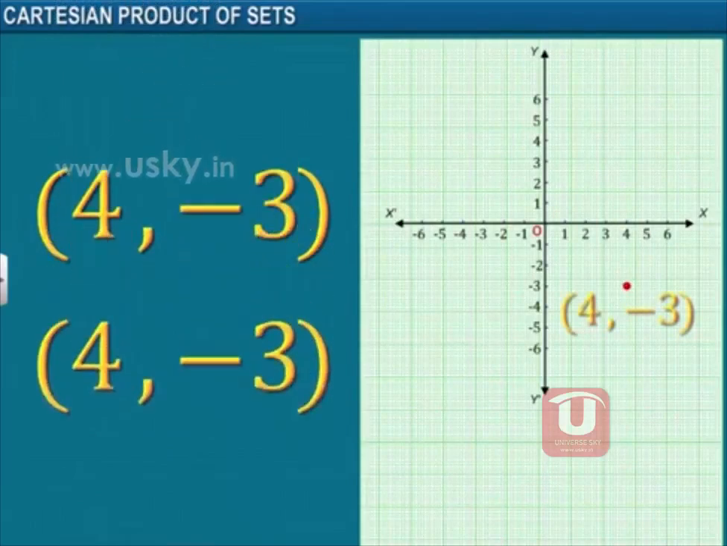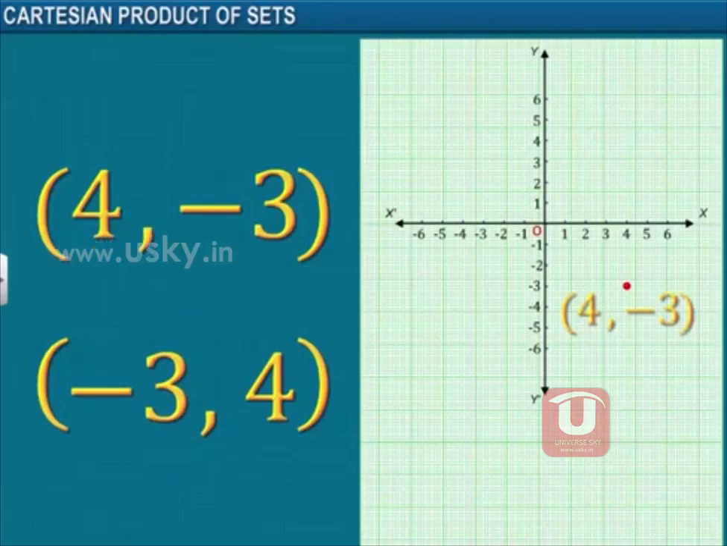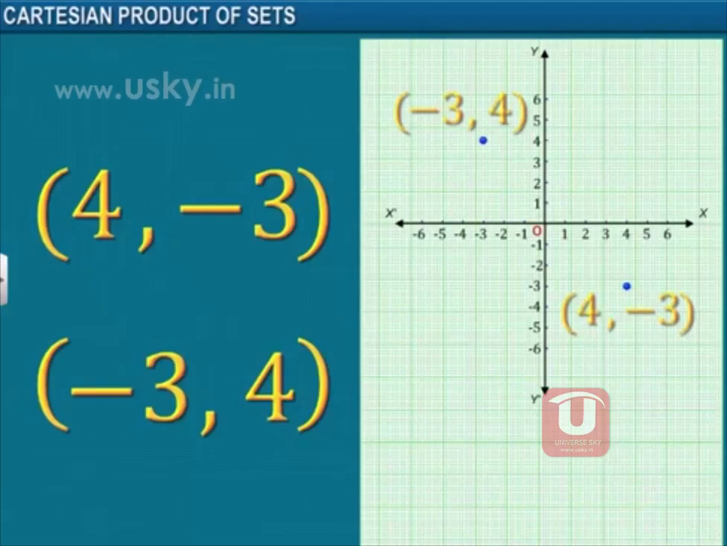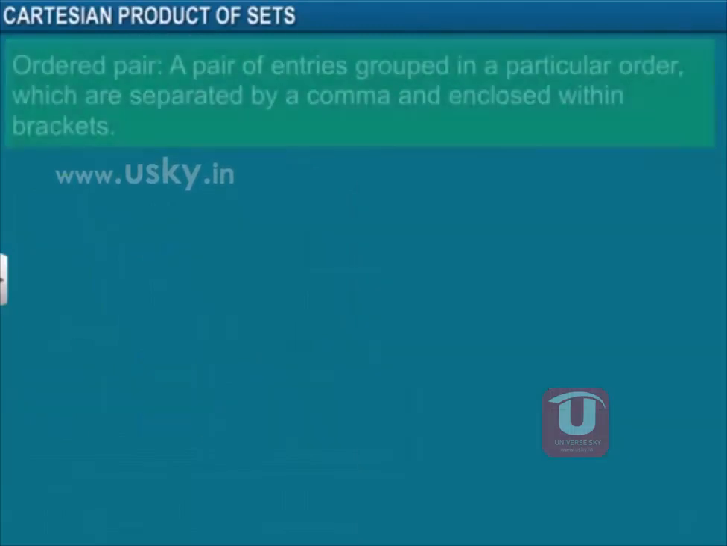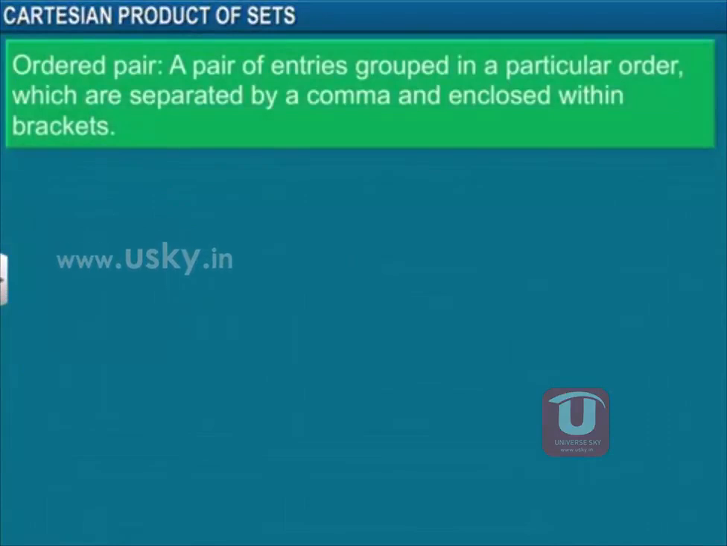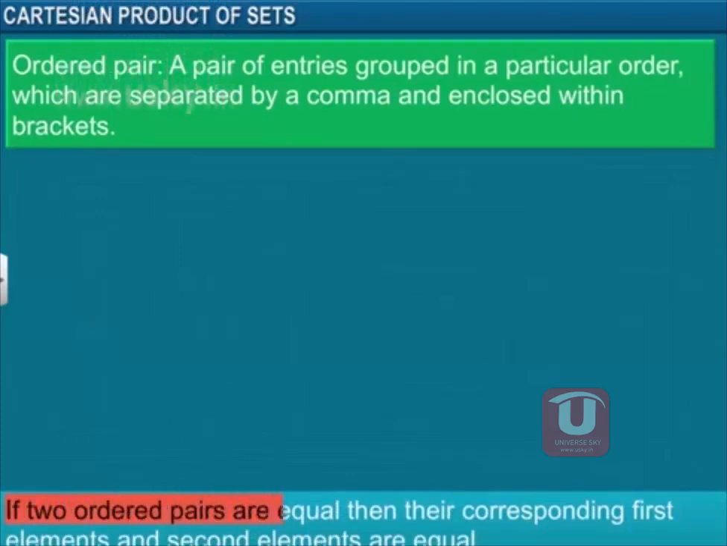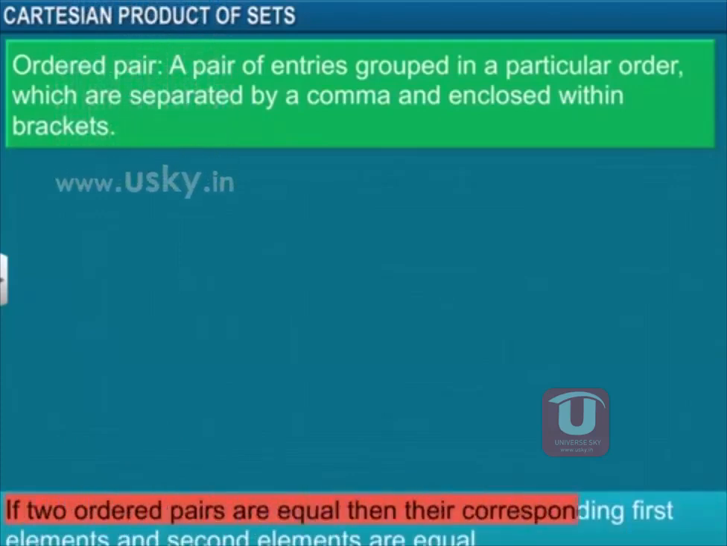On changing the order of A and B and plotting (-3, 4) on the coordinate plane, we see that both the points are in different quadrants and do not coincide. Hence, a pair of entries grouped in a particular order, which are separated by a comma and enclosed within brackets, is called an ordered pair. If two ordered pairs are equal, then their corresponding first elements and second elements are equal.